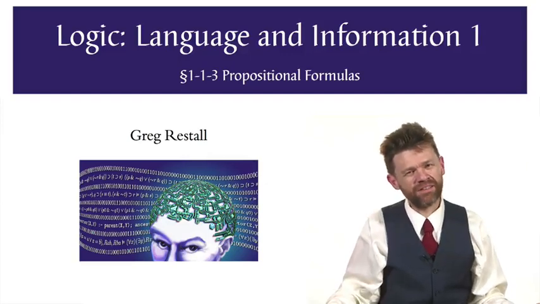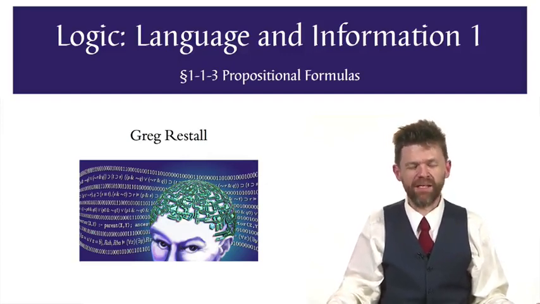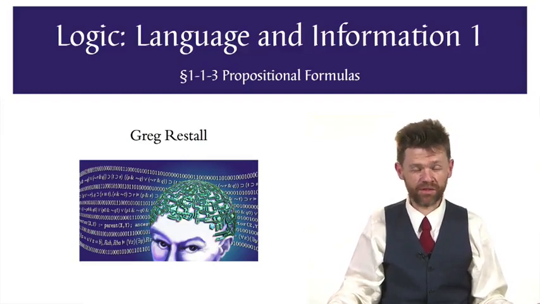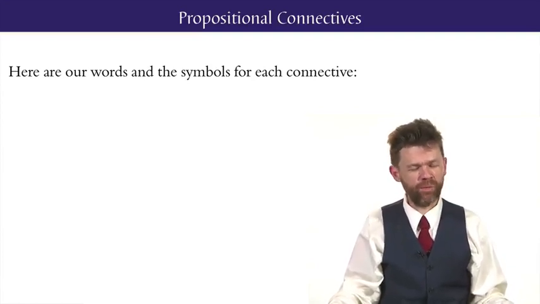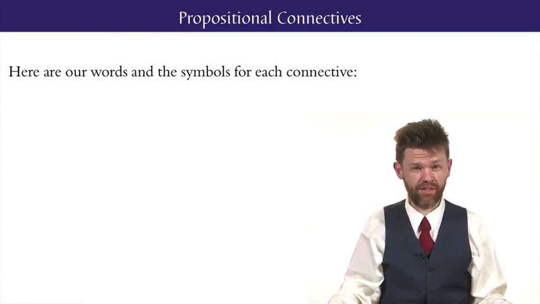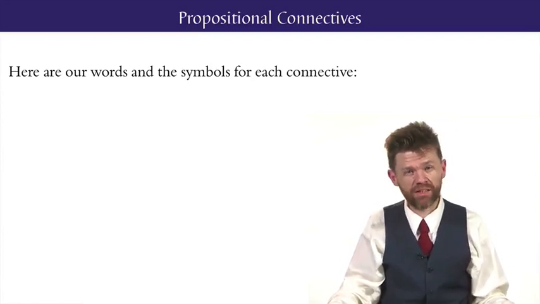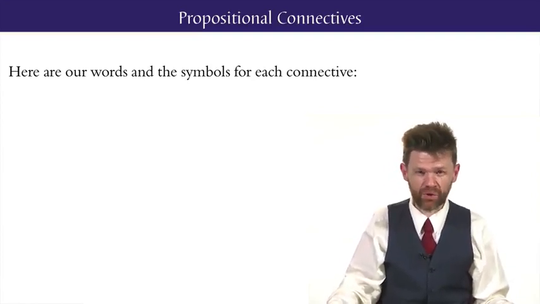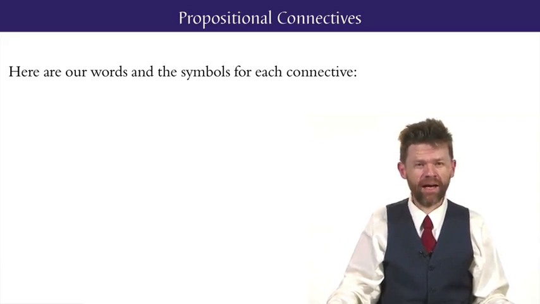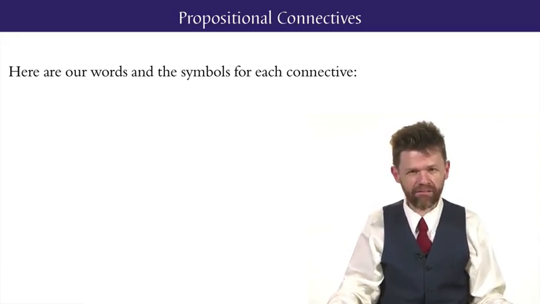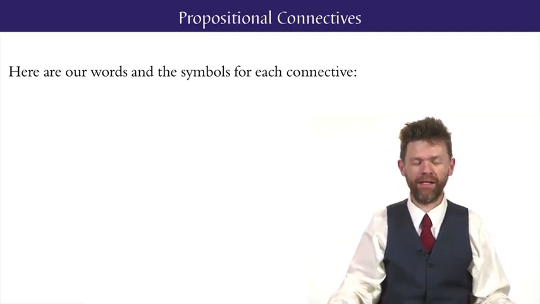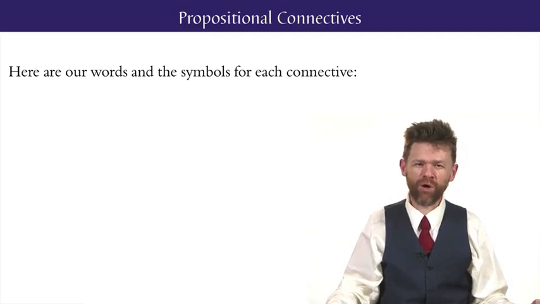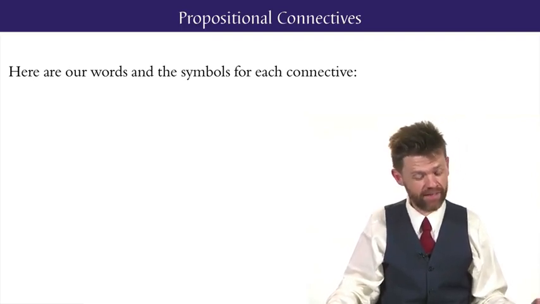In this lesson, we're going to look at propositional formulas, the language that we will use for describing the forms or structures of propositions. Here are the words and symbols that we've used for each of the different connectives so far. Conjunction, disjunction, the conditional, the biconditional, and negation. We have used the ampersand, the vel, the horseshoe, the tribar, and the squiggly negation symbol, the squiggly minus symbol, as ways of symbolizing these kinds of connectives.